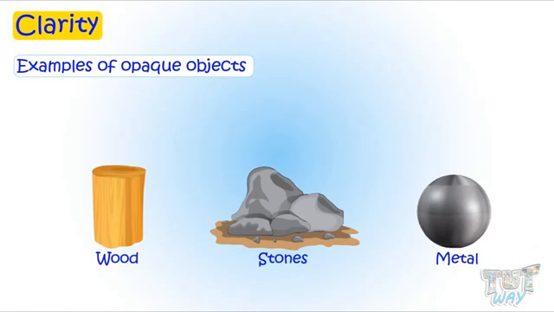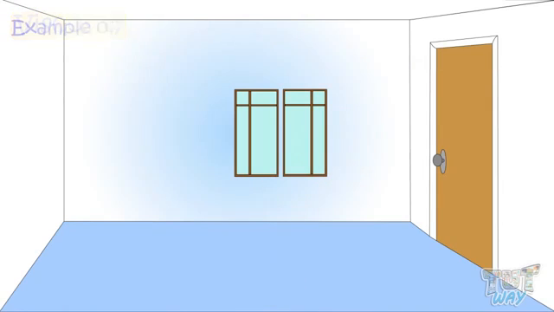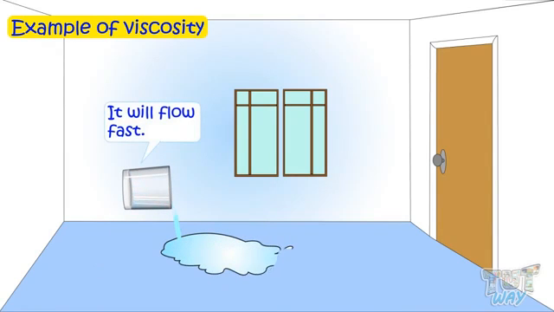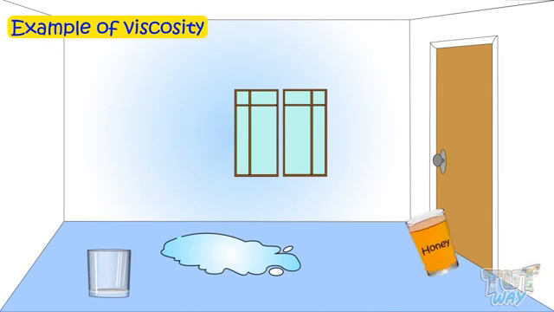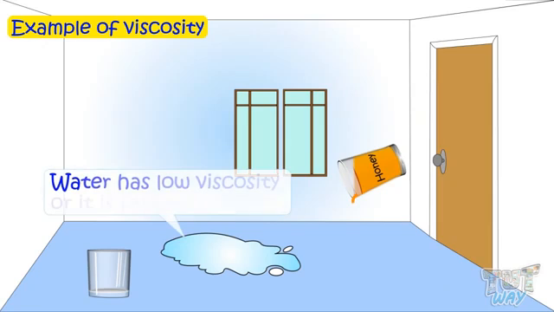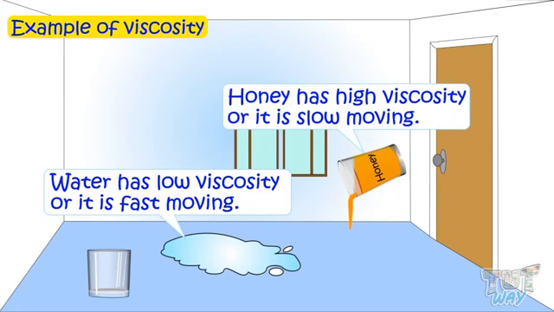Now, let's learn another property. Here we have viscosity. Viscosity is a property of fluids describing their internal resistance to flow. For example, take a glass of water and let it flow. It will flow fast. And take a glass of honey now and let it flow. It will flow very slow as compared to water. So, water has low viscosity, or it's fast moving, whereas honey has high viscosity or slow moving.